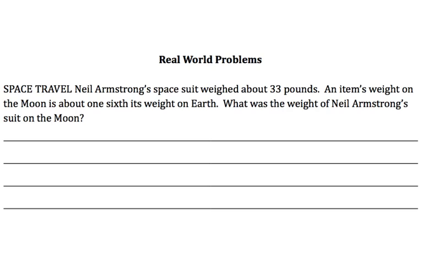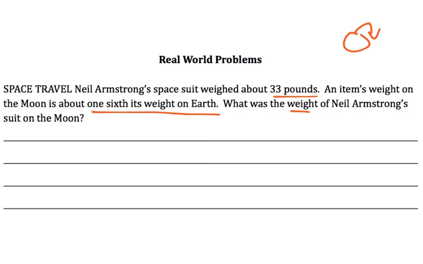Neil Armstrong's spacesuit weighed about 33 pounds. An item's weight on the moon is about 1/6 of its weight on Earth. What was the weight of Neil Armstrong's suit on the moon? So we need to find out the weight. And as you probably know, you've seen moon video, and when somebody is jumping on the moon, they end up dealing with less gravity, so their weight would be less on the moon.